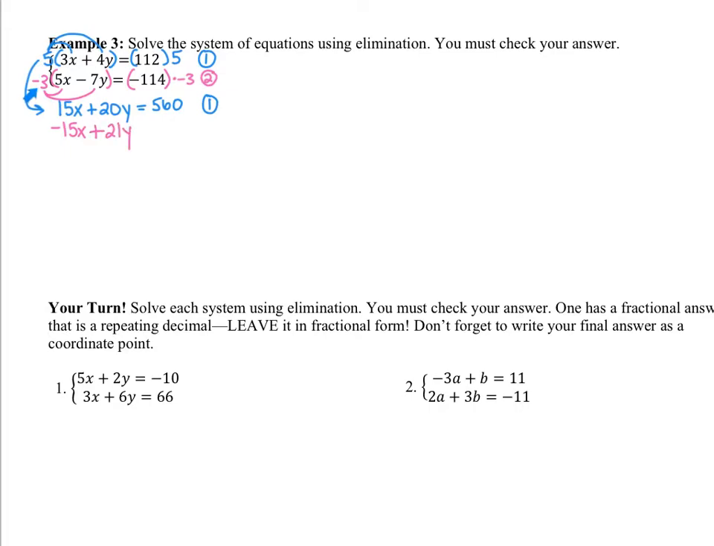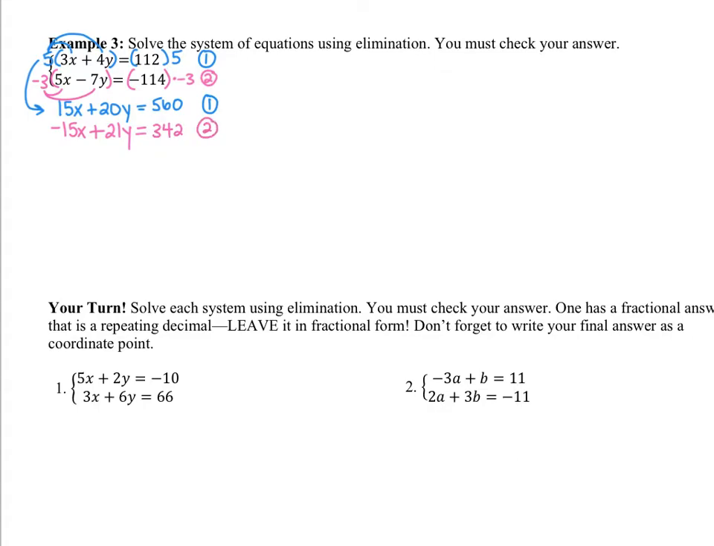So again, negative 3 times negative 7y is positive 21y equals, on the right side, we still have to do that multiplication of that constant term times negative 3. So it's negative 114 times negative 3. Again, a negative times a negative will give us a positive. So the answer is positive 342. And that's equation number 2.